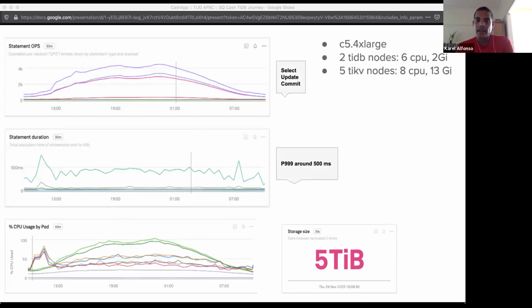On the TiDB layer, we deployed in Kubernetes. Like I said, we have 2 TiDB nodes and 5 TiKV nodes. You can see the specs in there. Our traffic peaks during the day are currently close to 4,000 QPS, queries per second. As you can see, the P99.9 percentile for statement duration remains mostly under 500 milliseconds. We do get some load, and I think in this graph it's the TiDB nodes, something we need to fine tune.